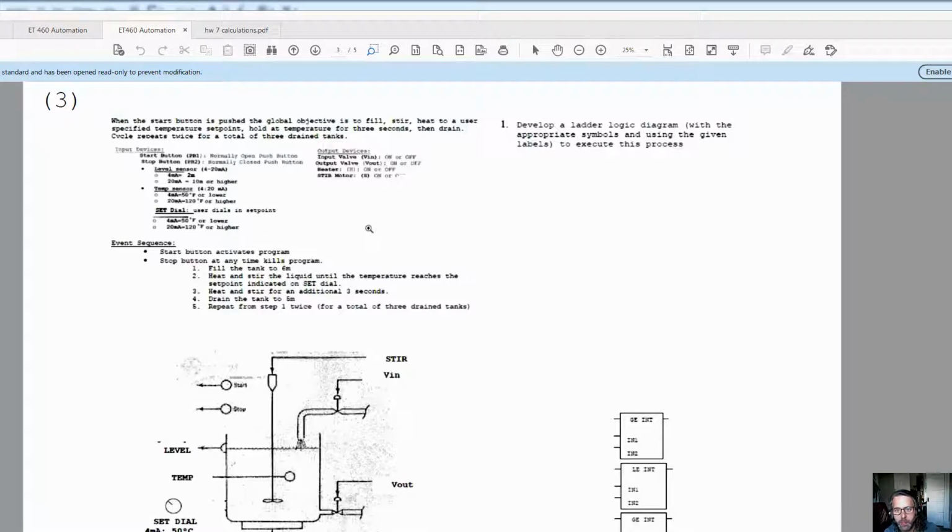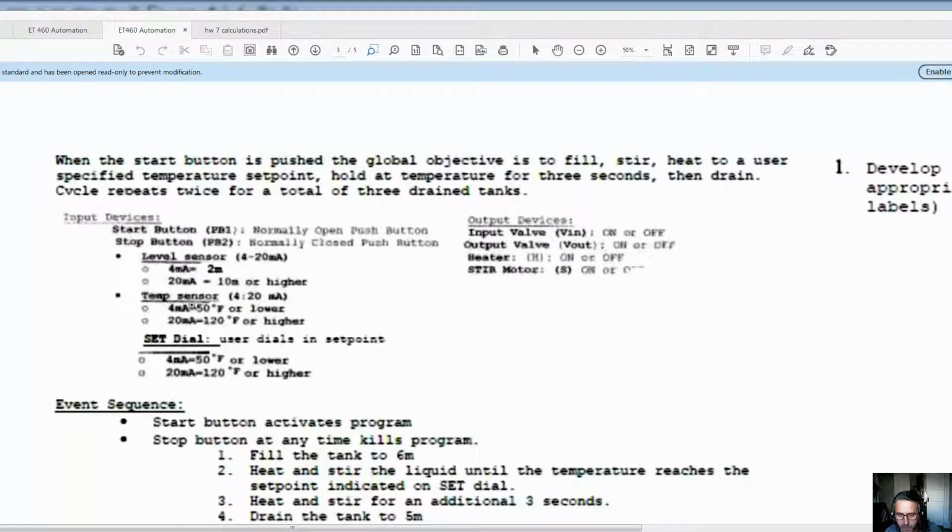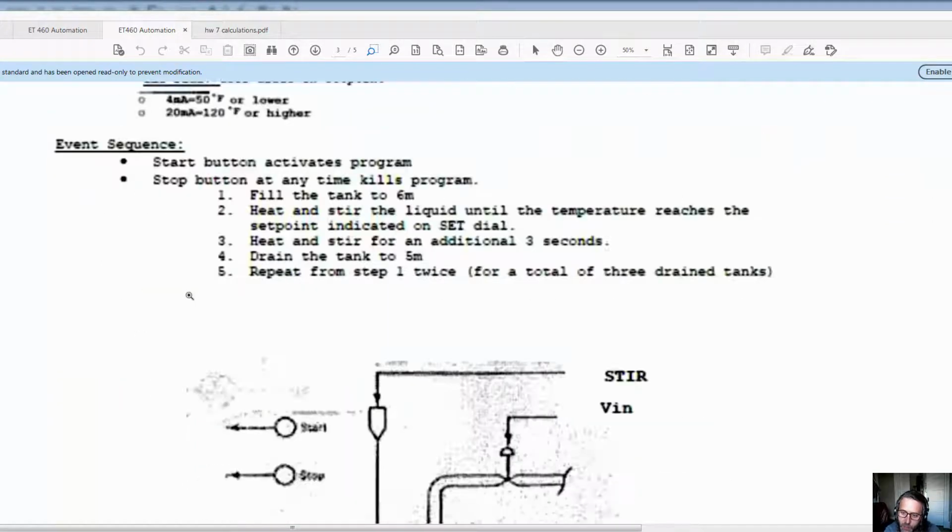So number 3 has a lot going on. There's 3 analog variables. There's level, there's temperature, and there's also a user-controlled dial for a temperature set point. And you can see that the scale for the temperature sensor is the same as the scale for the dial. So there's none of the scaling that I was covering previously, and that makes your life a little bit easier. The level sensor goes from 2 to 10 meters, and the temperature scales go from 50 to 120.